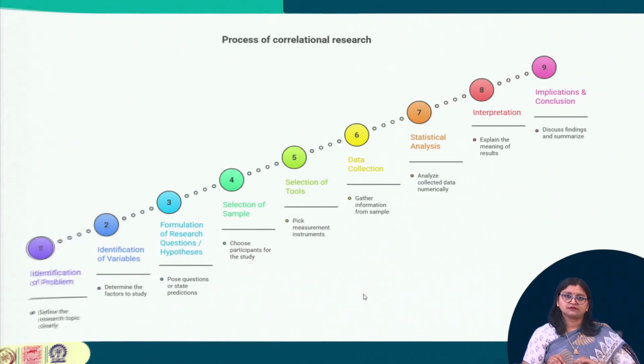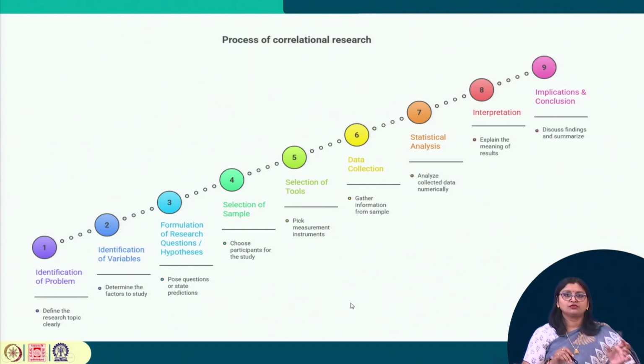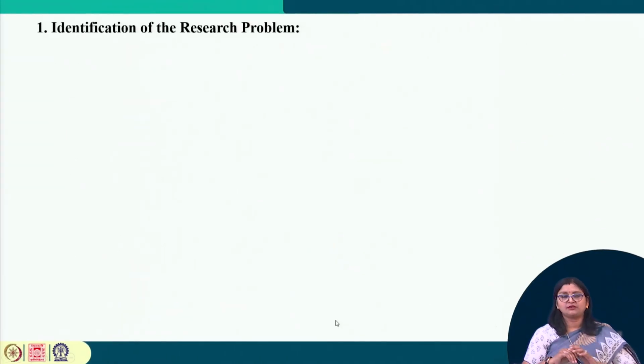and conclusion. So, the whole process is visually represented for you for your easy understanding, starting with the identification of problem to implications and conclusion, and lastly on the 10th point, what you will do? You will write the research report. When you have completed your research work and written the conclusion, now you have to present or submit the research report lastly after completing the study. So, let us take one by one.